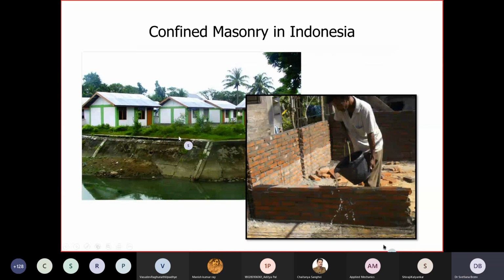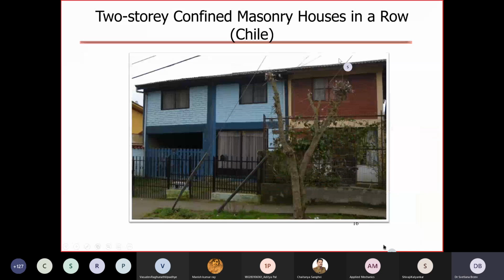So these are some examples of confined masonry in Indonesia. In Indonesia, for example, they use confined masonry mostly for single-story housing, and construct a very thin half brick thick wall for confined masonry buildings. Indonesia is also a country with high seismic hazard, many frequent earthquakes, and confined masonry buildings perform well in those earthquakes. At the end of this lecture, I will talk about the performance of confined masonry buildings in the Chile earthquake.